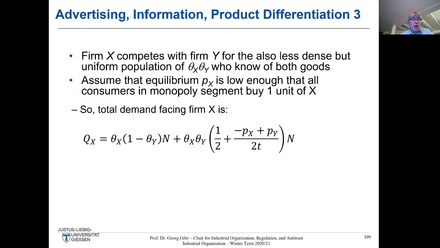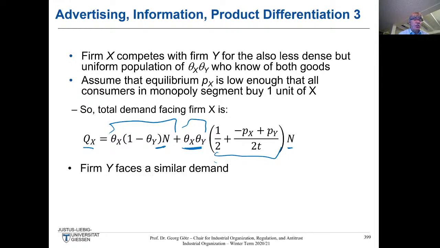Now, what we get here is QX, a demand function for firm X. Here you see the monopoly part. It does not depend on the price, as long as the price is sufficiently low, that is, as long as V, the reservation price, is sufficiently high. And here you get the share of the competitive segment, theta X times theta Y times N. And this is the standard demand function for the Hotelling model, okay?